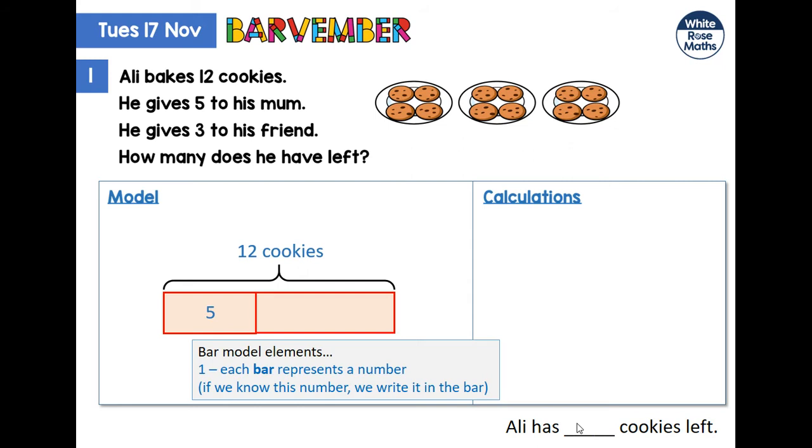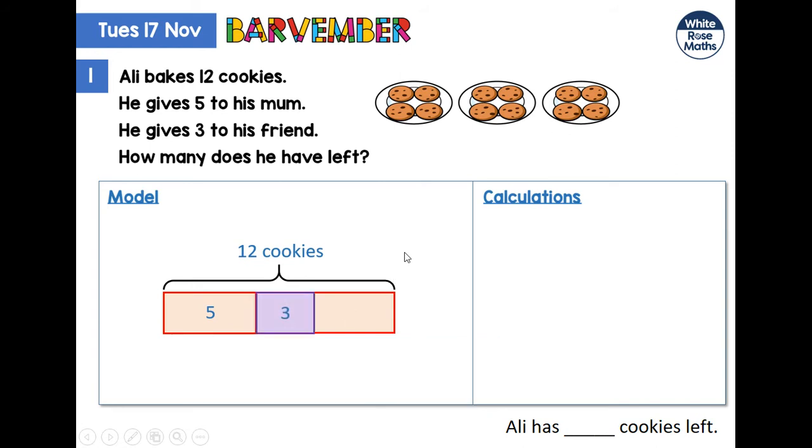So he gives 5 to his mum. So we've now allocated some of this and we do know this number. So we're going to write it in this part of the bar. And we've put in the extra connecting line here to indicate that the 5 just represents this part.